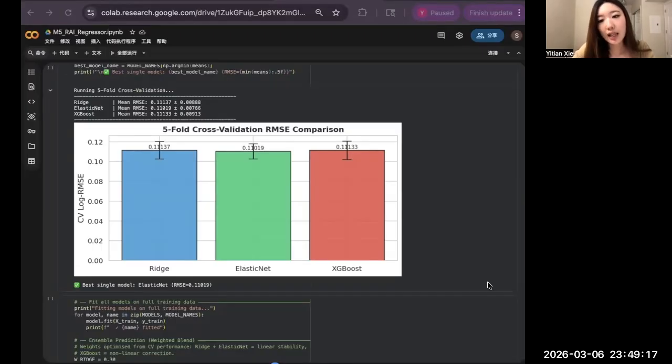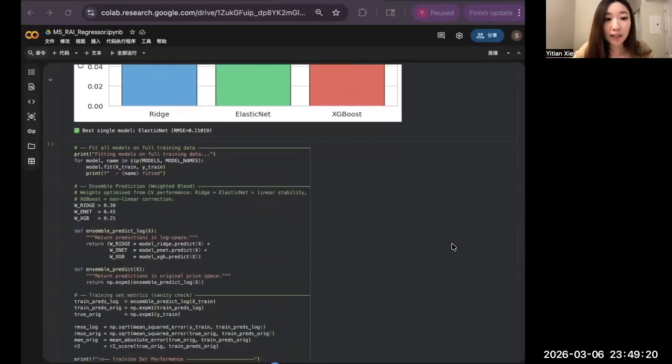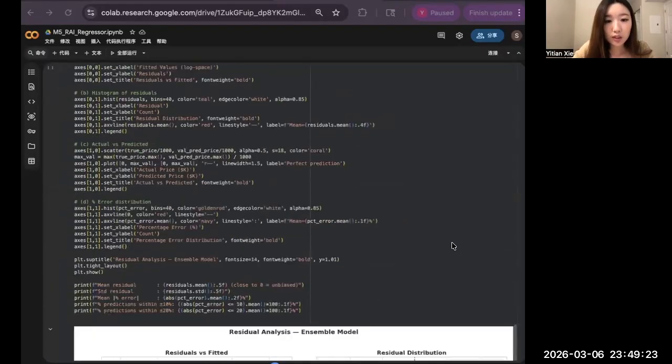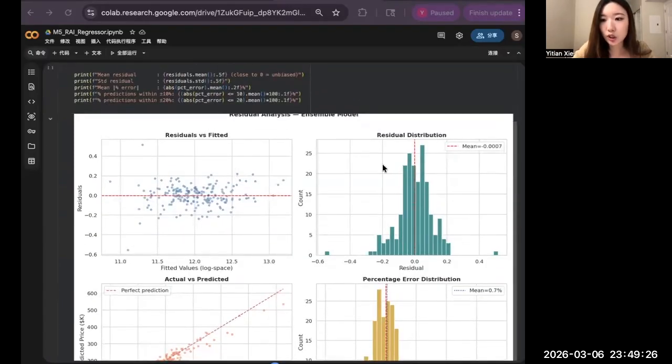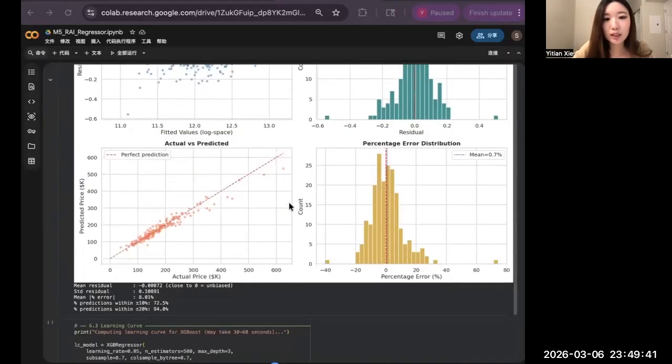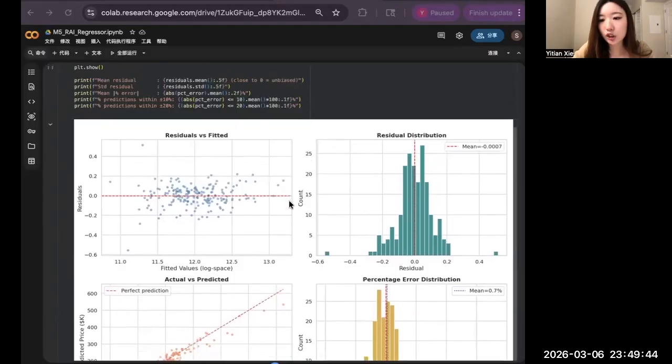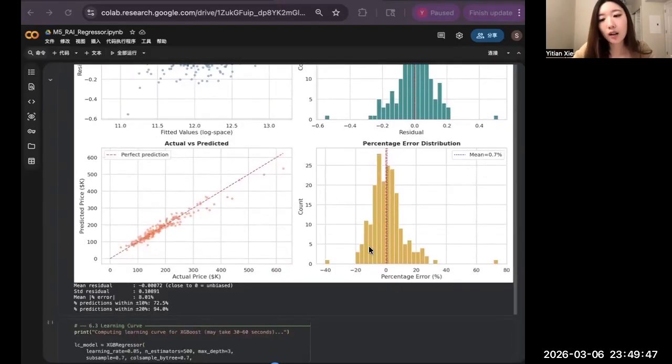To assess the model quality, I also analyzed the residuals. The residuals versus fitted plot shows that the residuals are centered around zero, with no strong patterns, suggesting the model captures the main relationships in the data. The residual distribution is approximately symmetric. In addition, the actual versus predicted plot shows that the predictions closely follow the ideal prediction line. Together, these diagnostics indicate that the model is well fitted and does not show severe underfitting or overfitting.